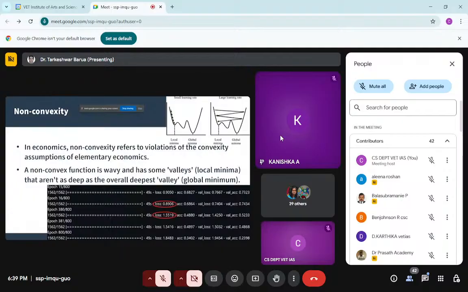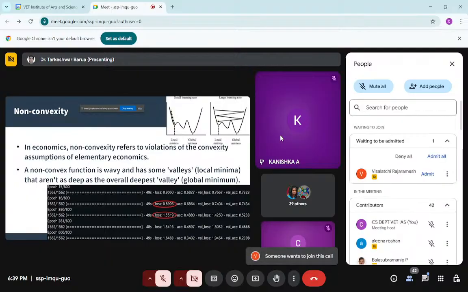Non-convexity refers to the violation of the convexity assumption of elementary economics. A non-convex function is wavy and has some valleys, or local minima, that are not as deep as the overall deepest valley, known as the global minima. So this one we have already discussed.